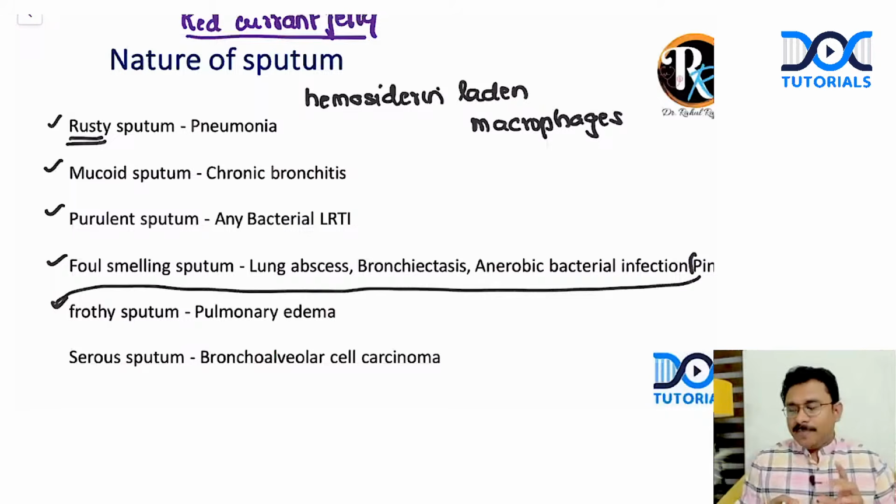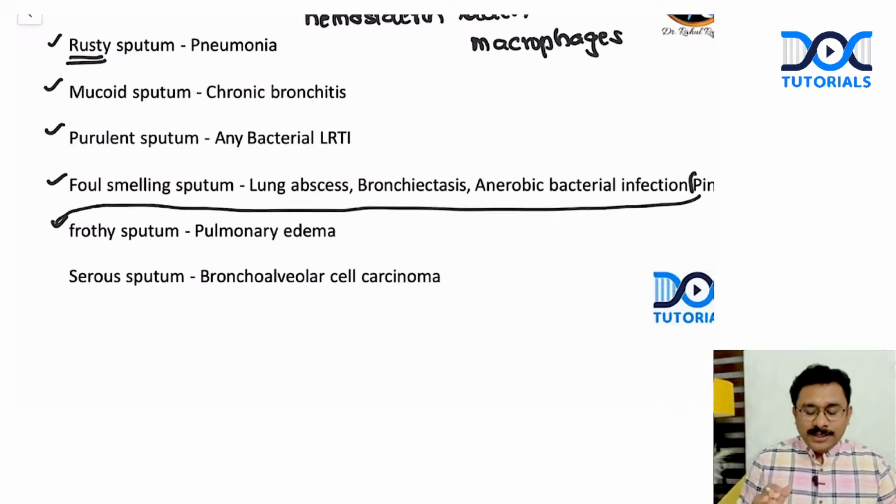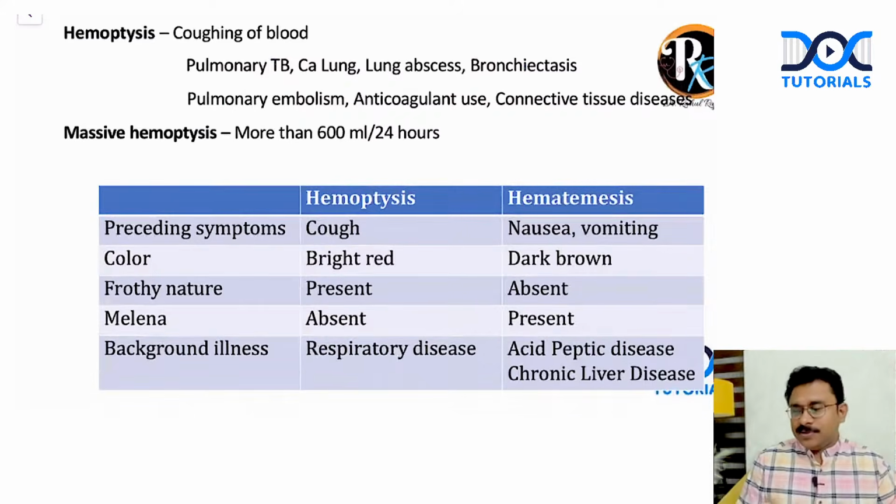Red currant jelly sputum. Can somebody tell me? It is associated with a Klebsiella pneumonia. Okay, associated with a Klebsiella pneumonia, you may get a red currant jelly sputum. Okay, let's go to the next one quickly.